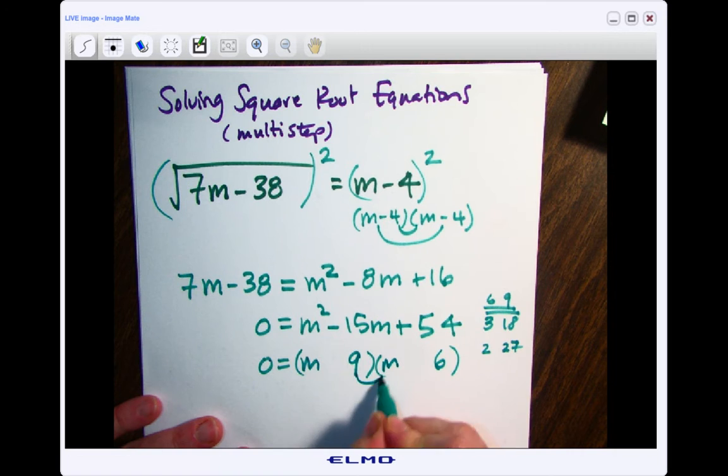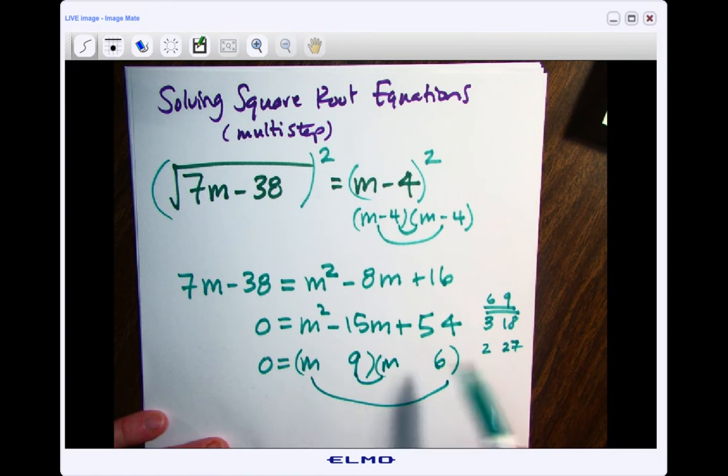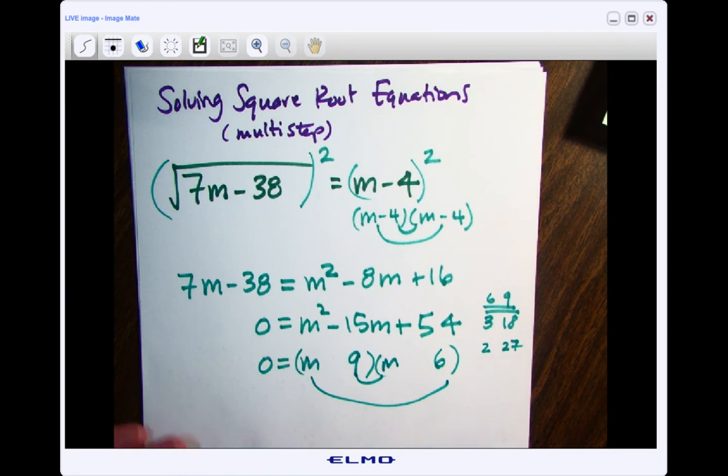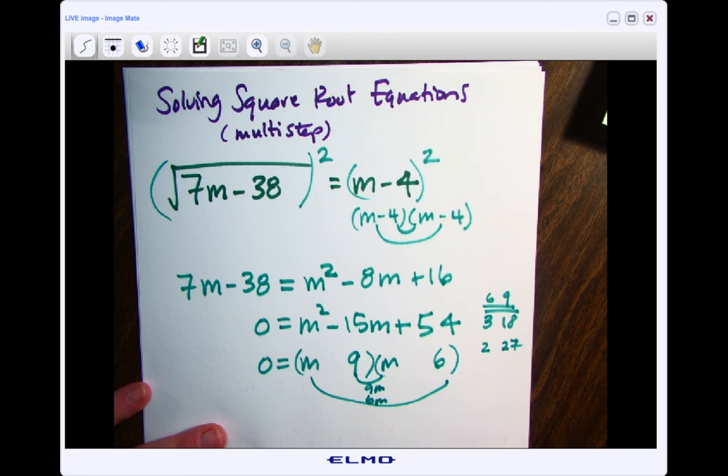And so now I'm going to try these smiles, the smiles that I talked about earlier. I need it to come out to be a negative 15. So if I have a 9m and a 6m, that's what would happen if I were to multiply these together. And I need it to be a negative 15. Well, obviously I need both of them to be negative, right?